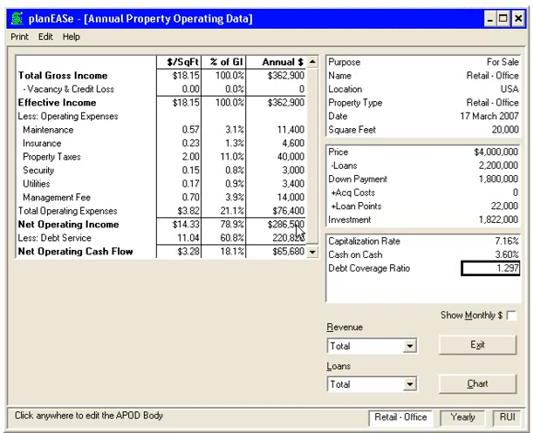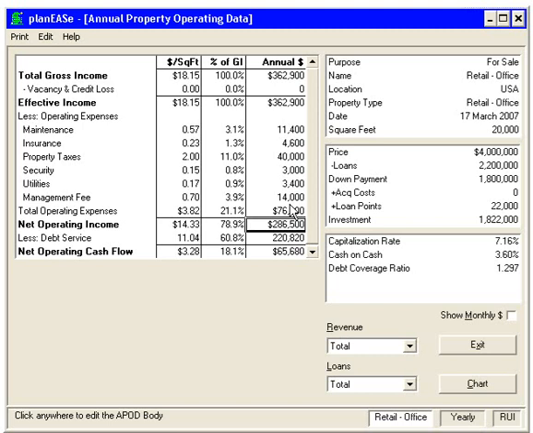Now, there are two factors here. One is the debt service and the other one is the net operating income. The net operating income takes into account the total gross income minus any vacancy or credit loss. That gives you the effective income, minus any expenses. And here we're looking at just the first year.